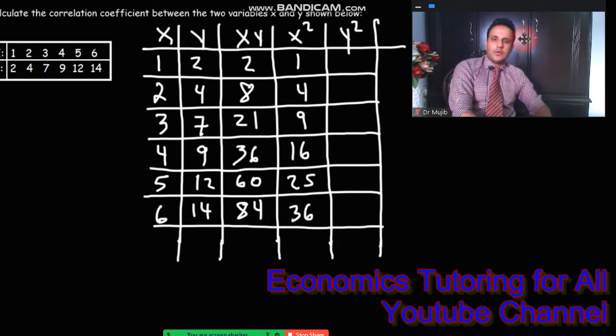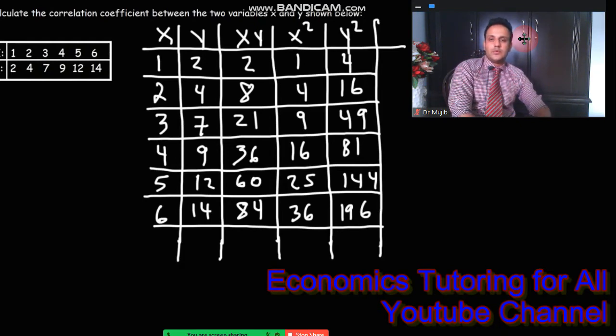Similarly, for y square we take the squares of the second column values, which are y. So 2 square is equal to 4, then 16, 49 and 81 as well, 144, and 14 square is equal to 194. Now this is easy.